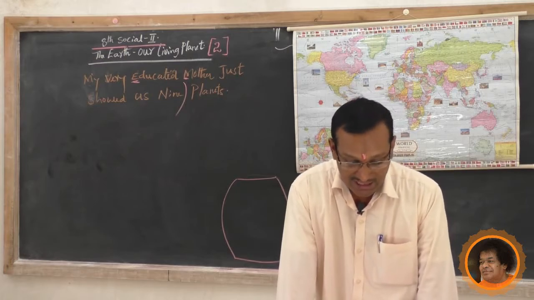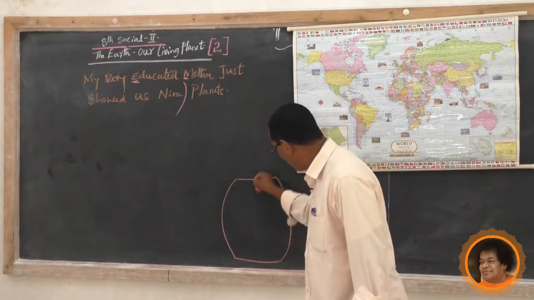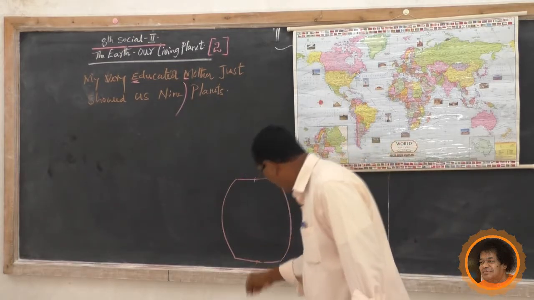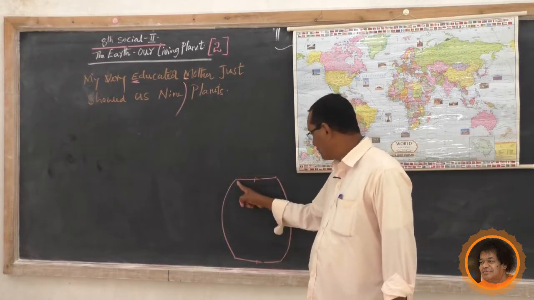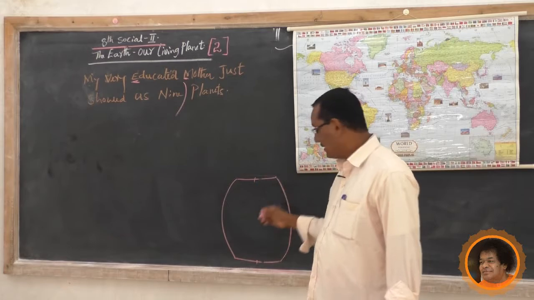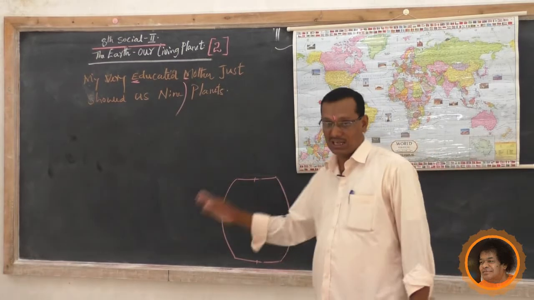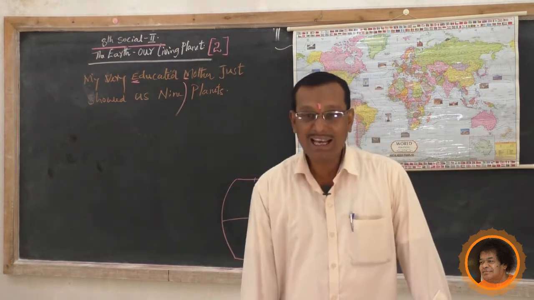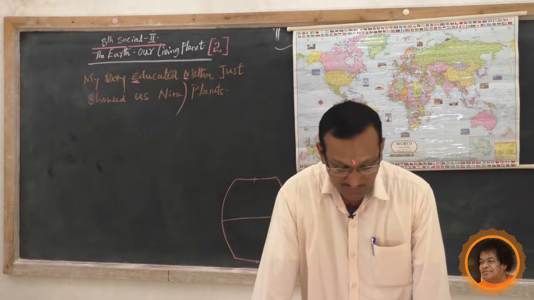The next point is the Earth is flattened at the poles. Here it is North Pole, here it is South Pole. At the South Pole and North Pole it is flat. At the equator it is wide, it bulges. Therefore, we say it is a geoid shape.